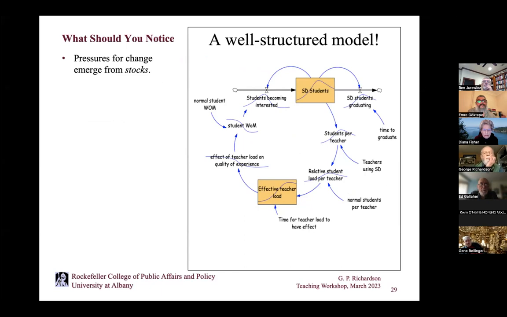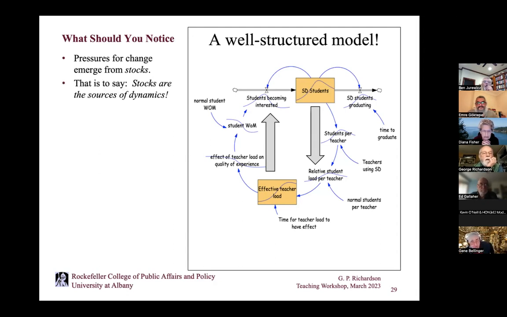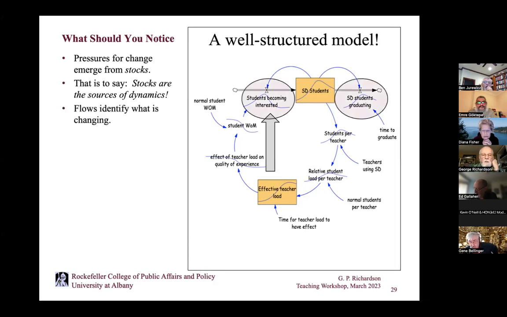Here's what you should note, and what I'm saying now is generic. Pressures for change emerge from stocks. The number of students gets us this teacher load per student. As students change, that load changes. It pushes that load. And the effective teacher load influences how happy students are in the classroom. Are they happy because they think they're learning a ton, or there's just too many of them and the teacher has too little time for them? So pressures for change emerge from stocks. Another way to say that is stocks are the sources of dynamics. You and I are used to thinking of feedback loops as the sources of dynamics. No, it's actually stocks. That's where pressures for change come from.